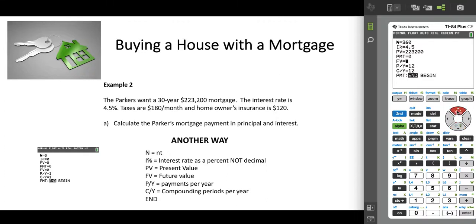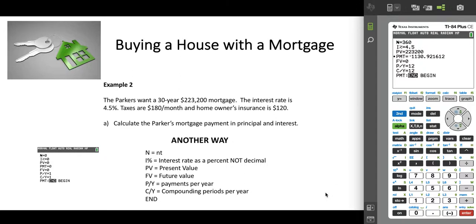Okay, we want to know what our payment is going to be. So toggle up until that cursor is blinking on top of payment. And then what you have to press is alpha and enter. It's not just enter, but alpha enter. And you'll notice we got the same payment amount, $1,130.92. Pretty cool, right?